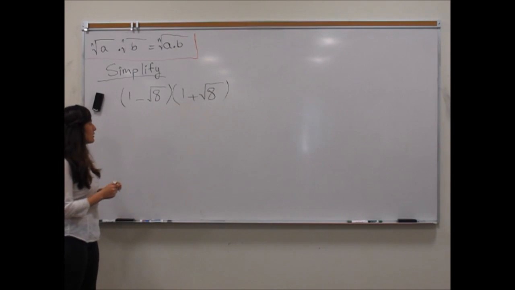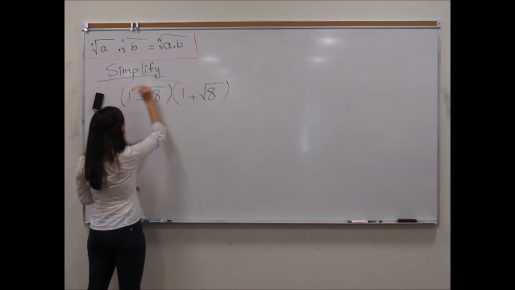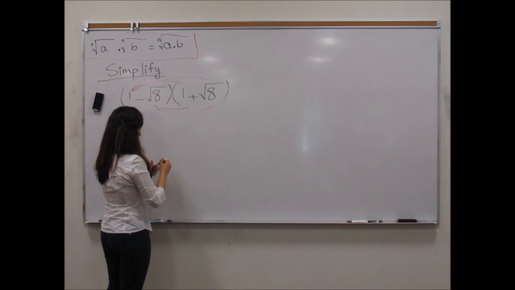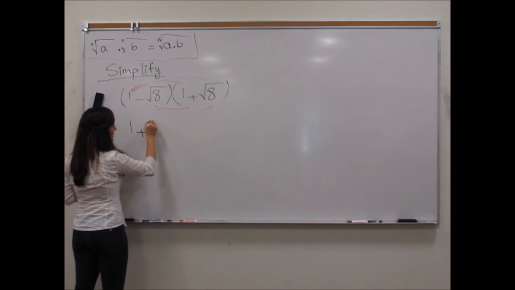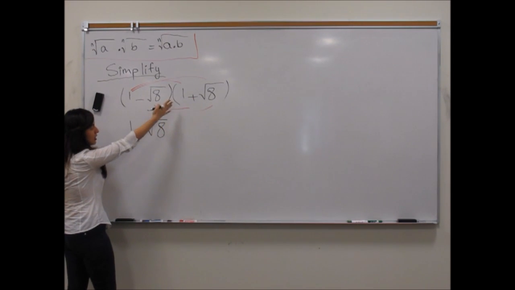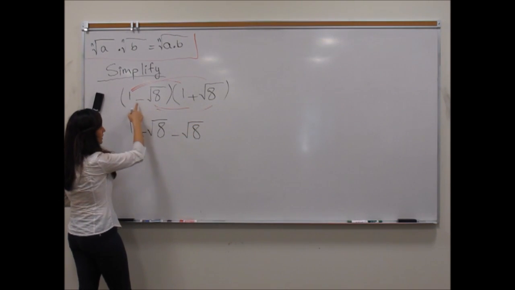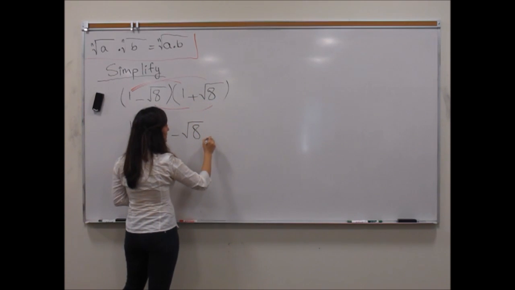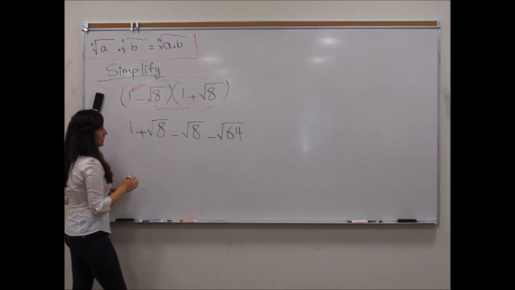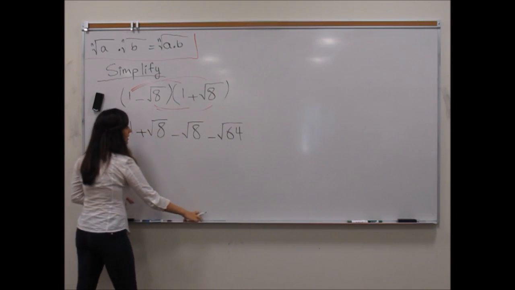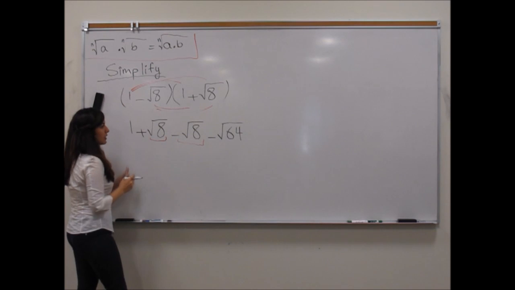Alright, so here we have another example: (1 minus rad8)(1 plus rad8). So distribute both of them. 1 times 1 is 1. 1 times rad8 is plus rad8. Negative rad8 times 1 is negative rad8. And negative rad8 times rad8 gives me negative rad64. To combine the like terms, these two cancel each other because it's rad8 minus rad8.